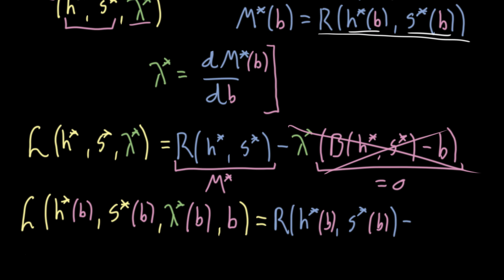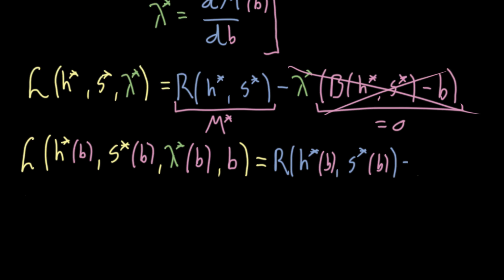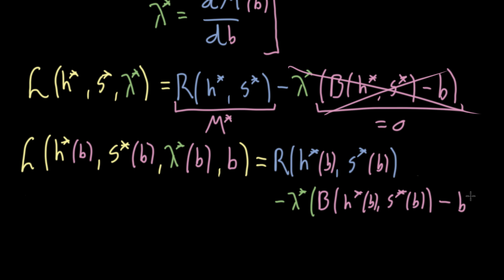And then you subtract off lambda star. Oh, here, I'm not going to have room here, am I? So what you subtract off is minus lambda star at b of H star and S star, but each of these guys is also a function of little b, minus little b, right?